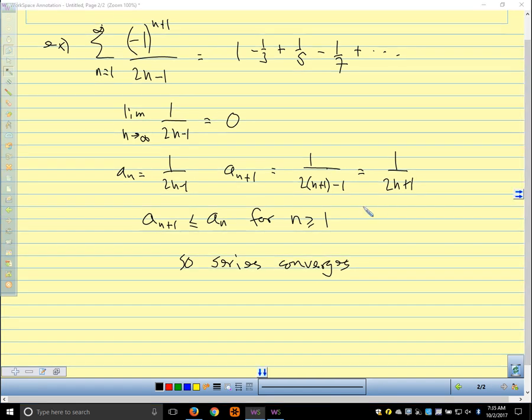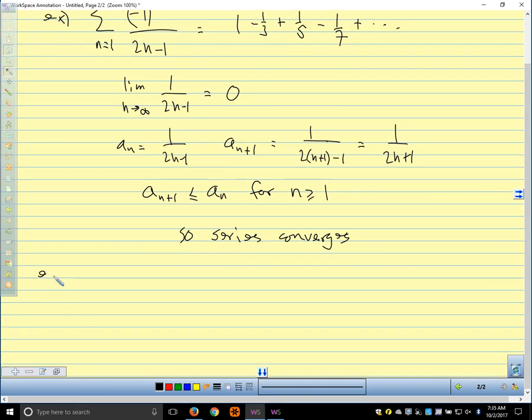So this does demonstrate divergence. What's that? If it fails this test. Right. Let's look at another example.